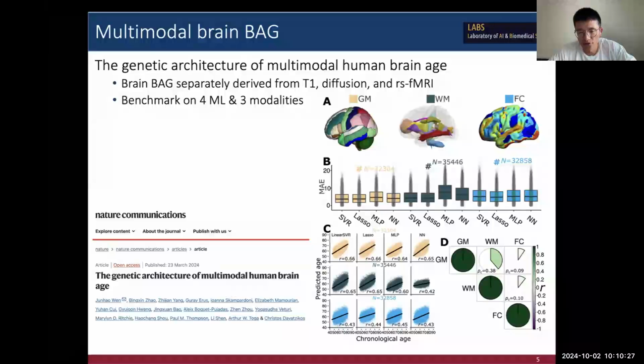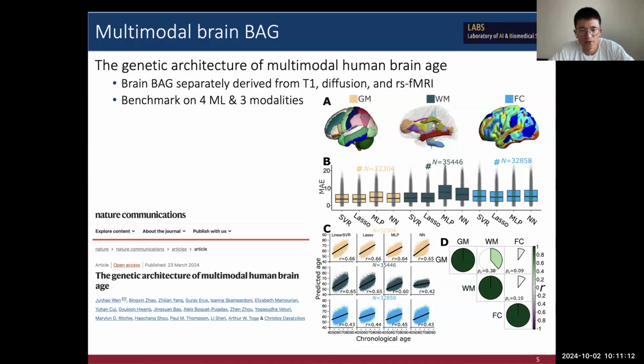So the first paper I just want to briefly introduce is inspired by this limitation in the previous literature. We systematically looked at the multimodal brain age gap derived using gray matter volume from T1-weighted MRI, DTI measurements like fractional anisotropy from diffusion MRI, and also the functional connectivity from resting-state functional MRI. In this work, we first benchmarked the brain age prediction using 4 different machine learning models and 3 different MRI modalities.